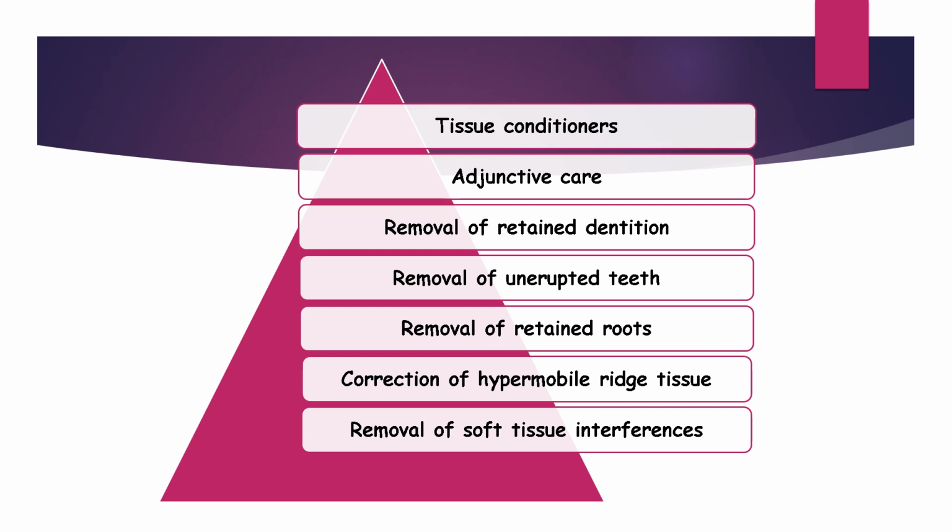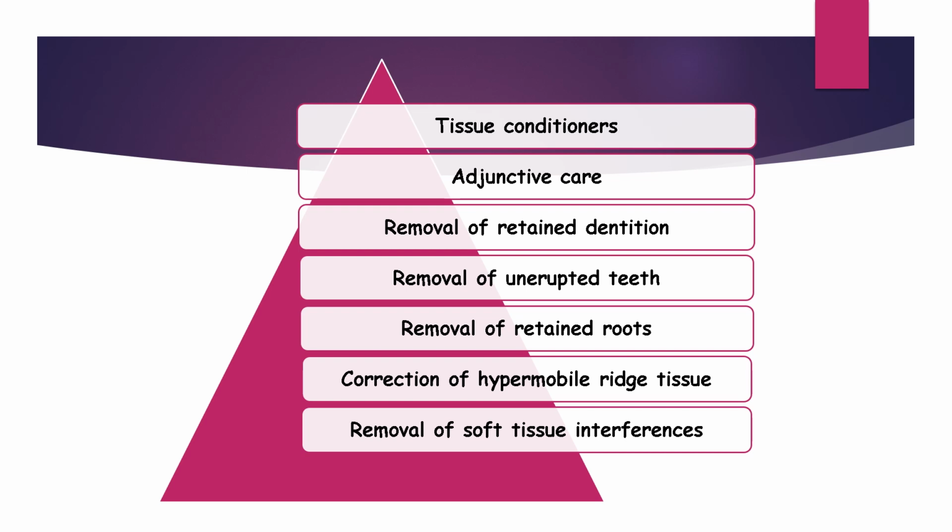ridge tissue, and removal of soft tissue interferences. So the tissue conditioners can be used to reline areas with tissue damage, and they are composed of polymethyl methacrylate and an aromatic ester ethyl alcohol mixture. So it should be changed every 72 hours to 3 weeks depending on the extent of tissue damage. So these are tissue conditioners.